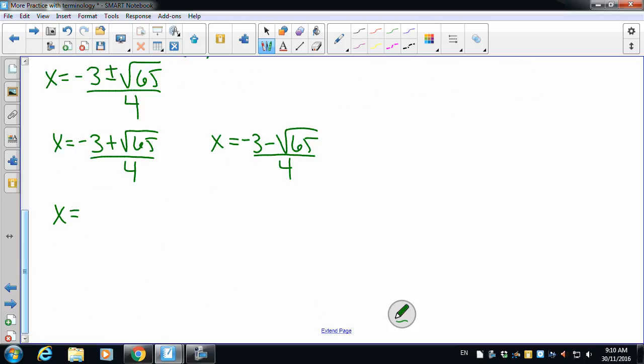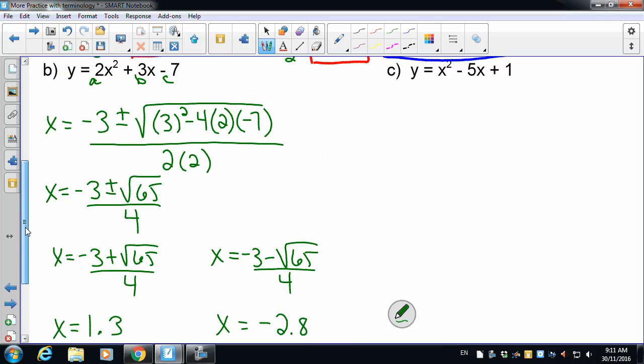So then I get -3 plus the square root of 65 divided by 4. So one of my x-intercepts is 1.3. Now I'm going to do -3 minus the square root of 65. Get the answer to that. Divide by 4. And the other one is -2.8. So there are my two x-intercepts where the graph crosses the x-axis.